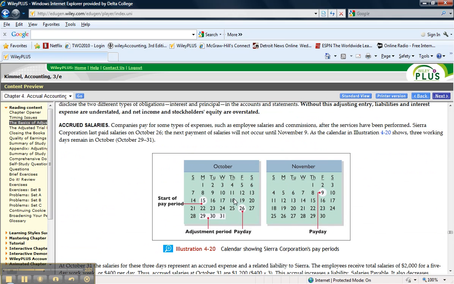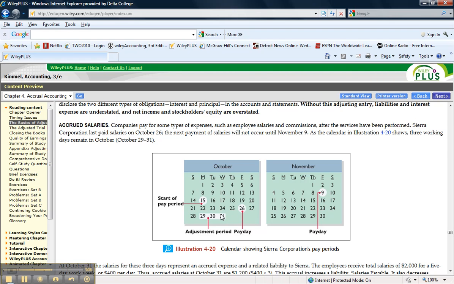Accrued salaries, same kind of thing. You have paydays that vary. Maybe say every 2 weeks, and then there are some days that go by where people are working, but the next payday isn't until the next accounting period. So at the end of, let's say, October, you can see a payday here is the 26th, but there's 3 more days that people work in October with no payday.